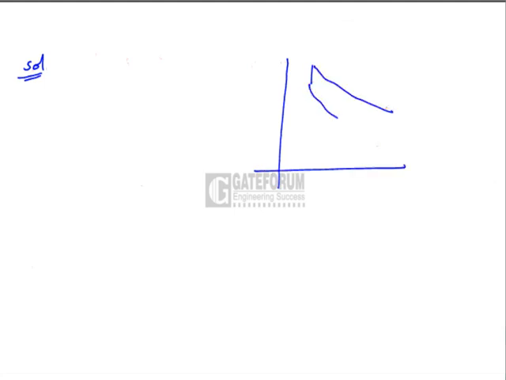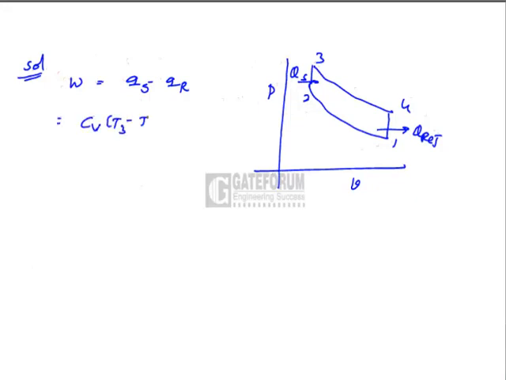The solution to this problem is given like this. 1, 2, 3, 4 is an Otto cycle. Work done per kg is Qs minus Qr, which holds good for any cycle. That is heat supplied minus heat rejected. Heat supplied is Cv into T3 minus T2, because 2 to 3 is the process of heat supply, minus heat rejected, which is Cv into T4 minus T1, because heat is rejected in the process 4 to 1.